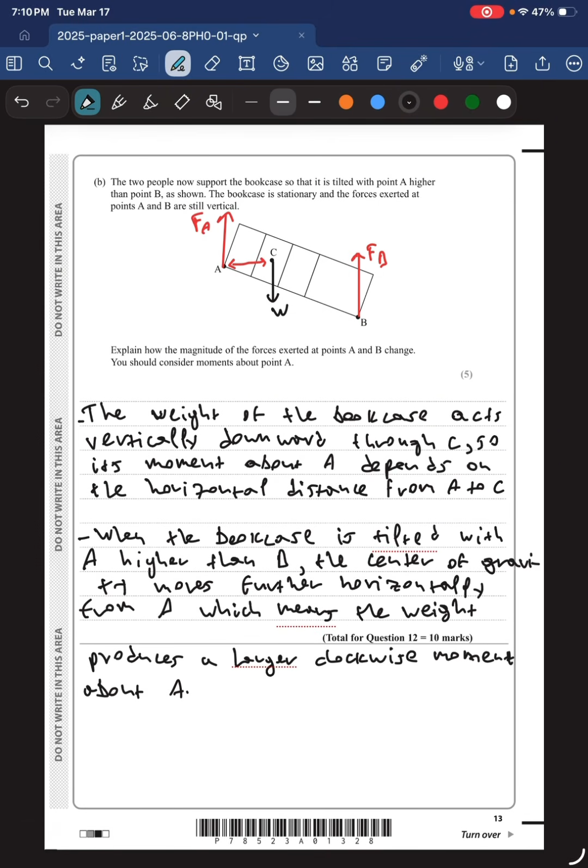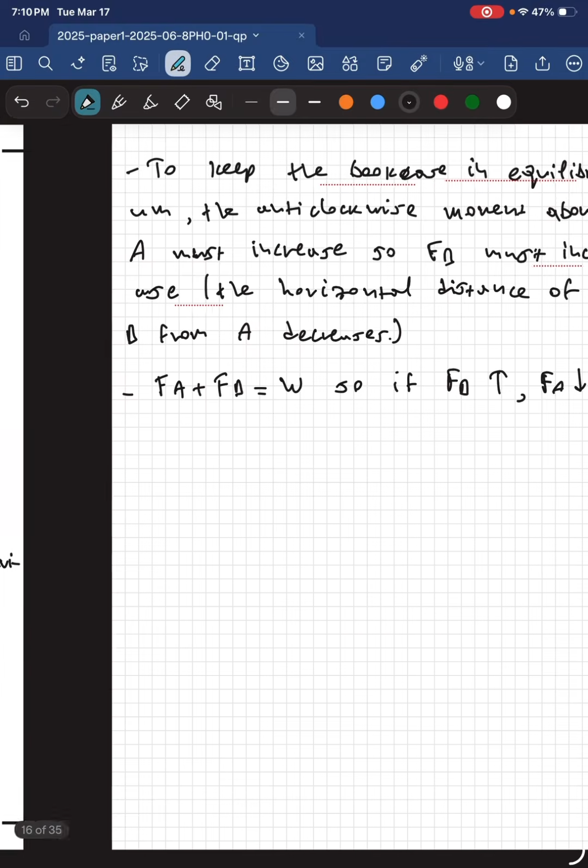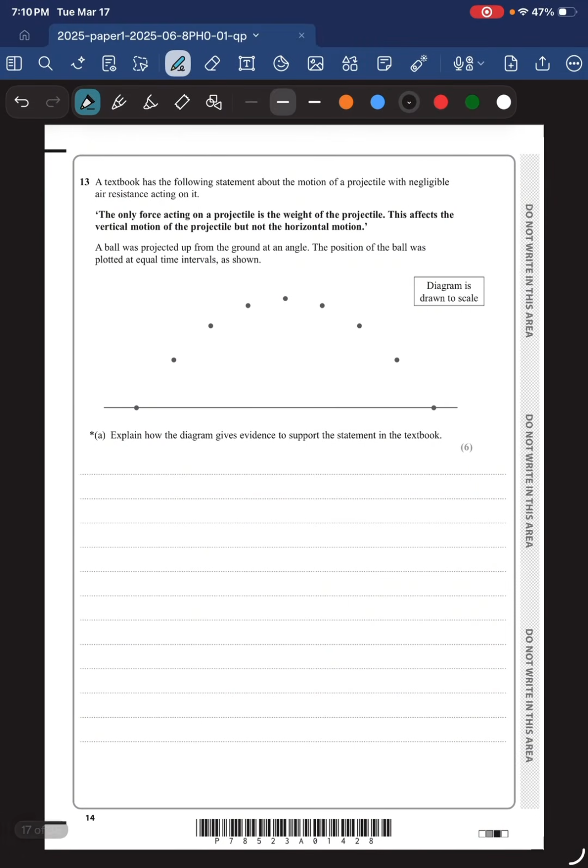So again, to summarize, now the center of gravity moves away from A, therefore the clockwise moment due to the weight is larger than before. Therefore, it has to be counterbalanced by FB, which increases now, okay? And since FB increases, FA has to decrease, okay? And that's the answer. And let's move on to question 13.